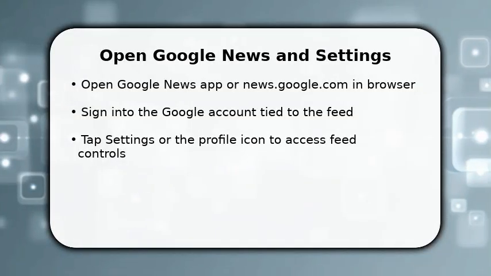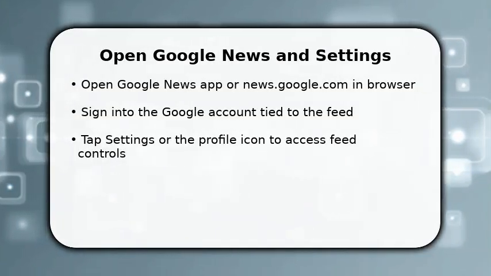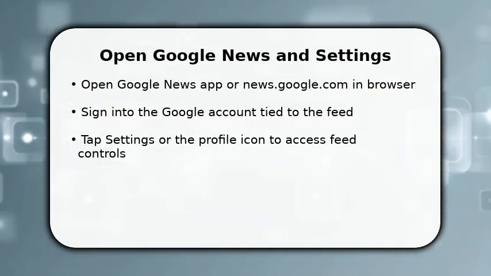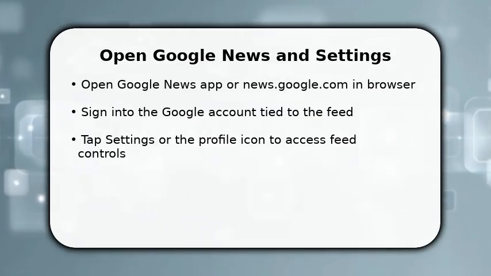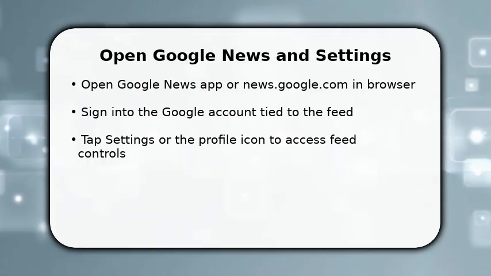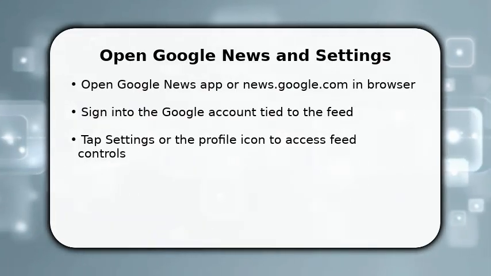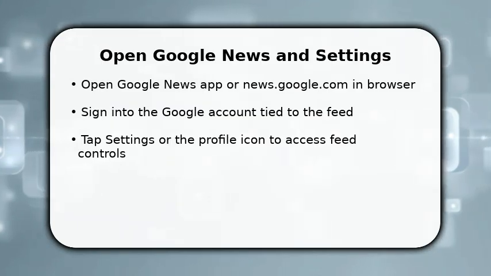You start by opening Google News and signing into the account that shows the feed. Once signed in, tap your profile icon or the settings gear to reach feed controls. You do this now so you can change what appears instead of guessing later. Make sure notifications are off if you want silence.